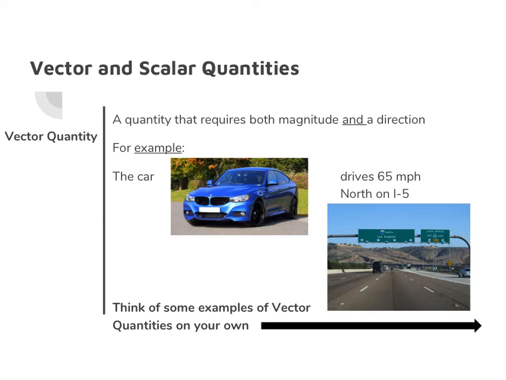All right, and now a vector quantity. A vector quantity is a quantity that requires both magnitude and direction. The key word being there, and. So a vector quantity is both magnitude and a direction. For example, this car here, pictured, drives 65 miles per hour, that is our magnitude, and it drives 65 miles per hour north on Interstate 5. So that makes it both magnitude and direction. This is an example of a velocity, which is a vector quantity that has both magnitude and direction.